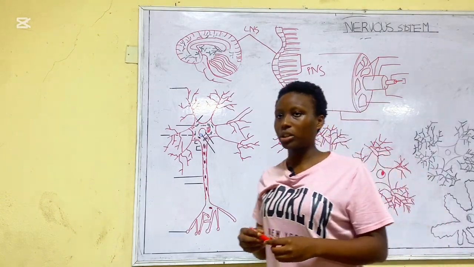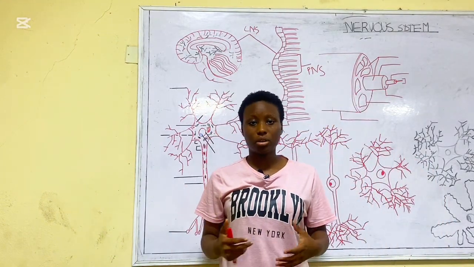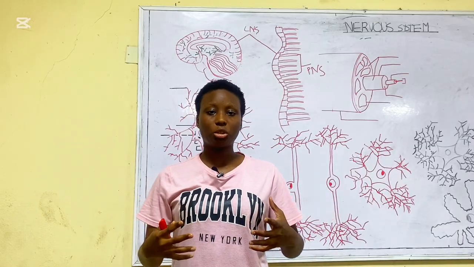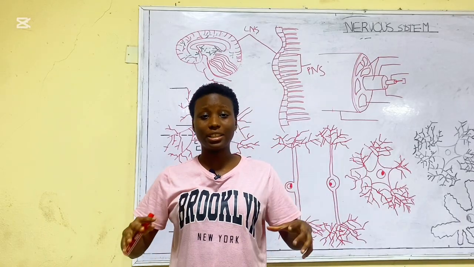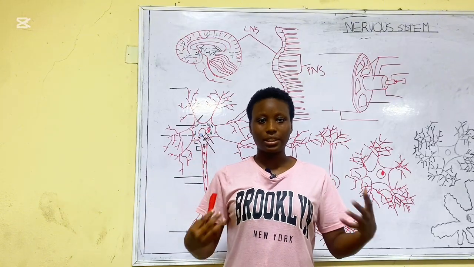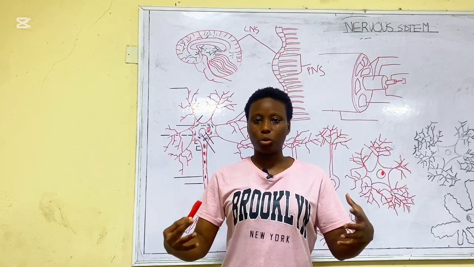Now, the central nervous system and the peripheral nervous system are composed of two major cell types. Now, these major cell types in total make up the entire nervous system, and these are the neurons and the neuroglia. Let's dive into what neurons are and what neuroglia are.